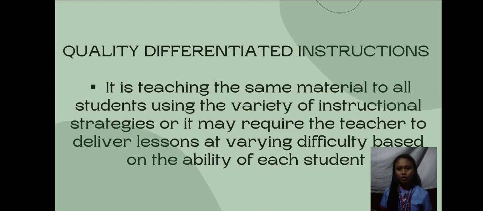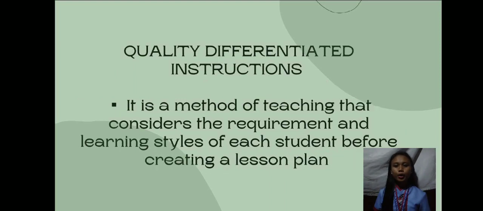So in considering the differences of students inside the classroom, we must also consider the ability of each learner, because each learner has a different level of ability. In making our materials, we also have to consider their differences and abilities. Quality differentiated instructions is also a method of teaching that considers the requirements and learning styles of each student before creating a lesson plan.